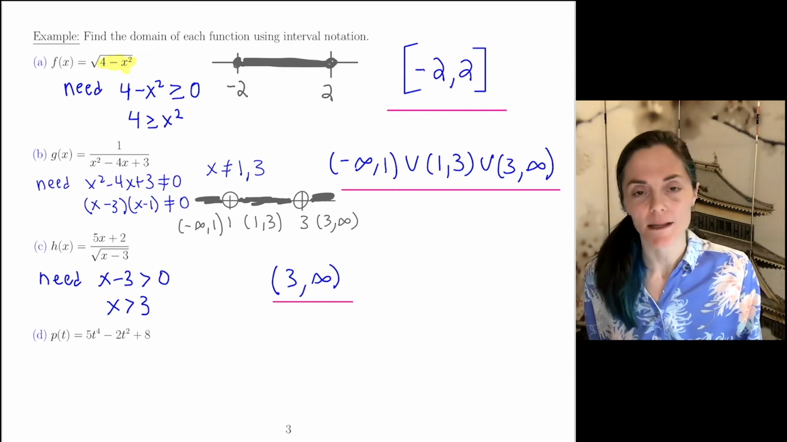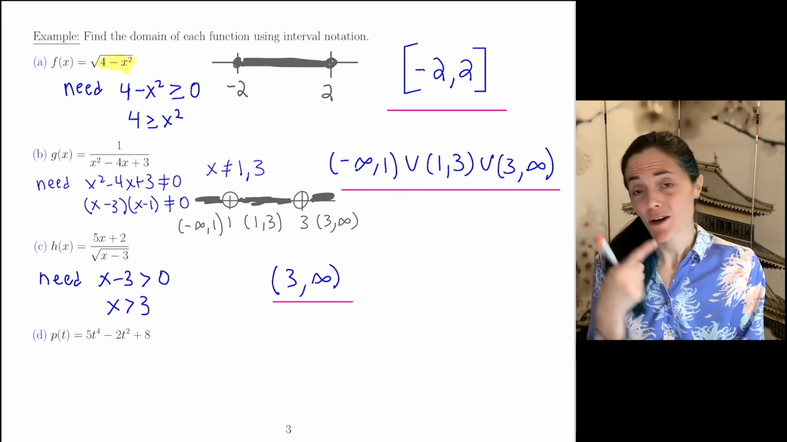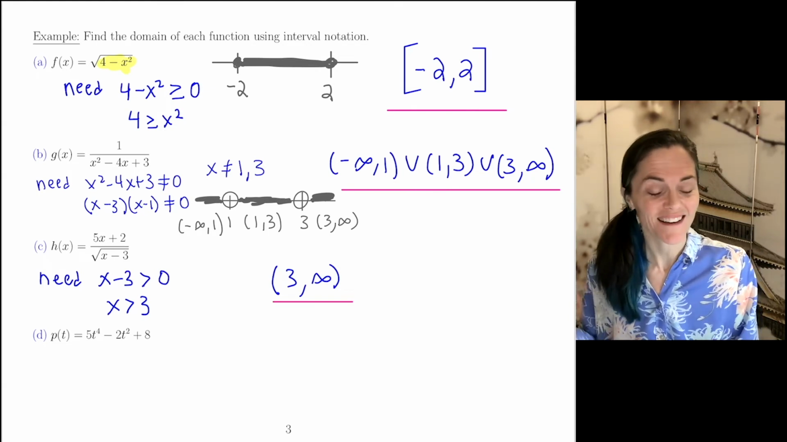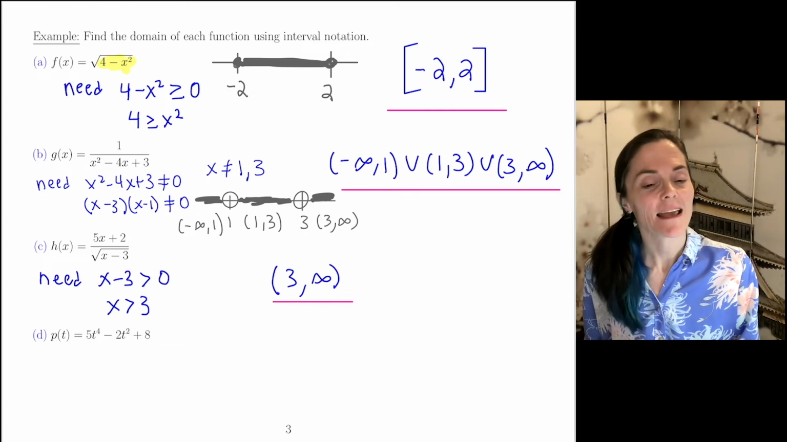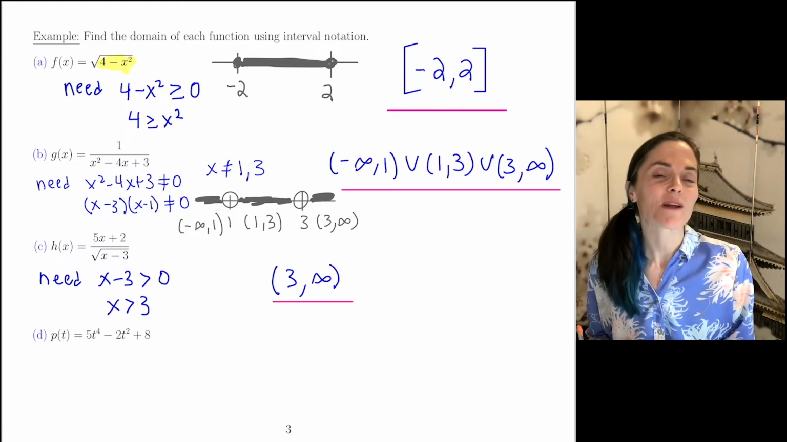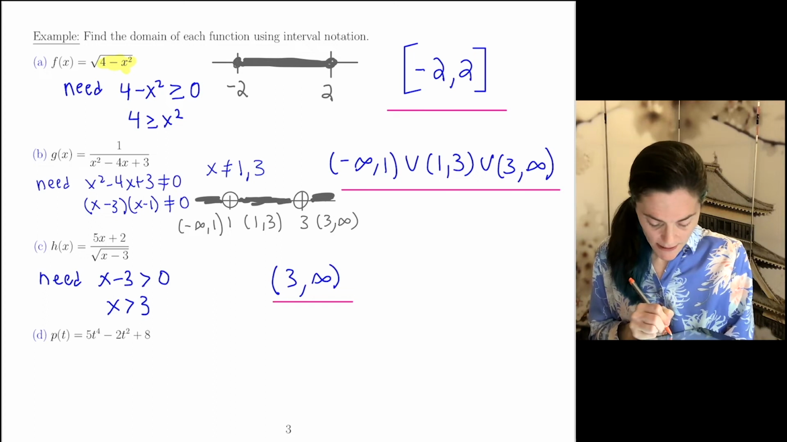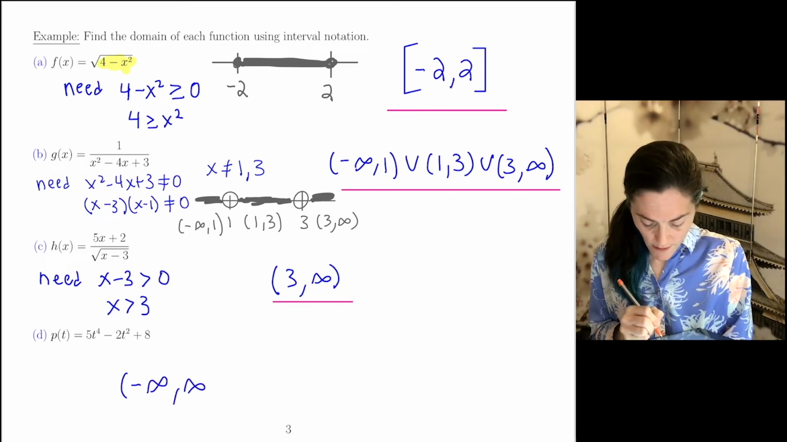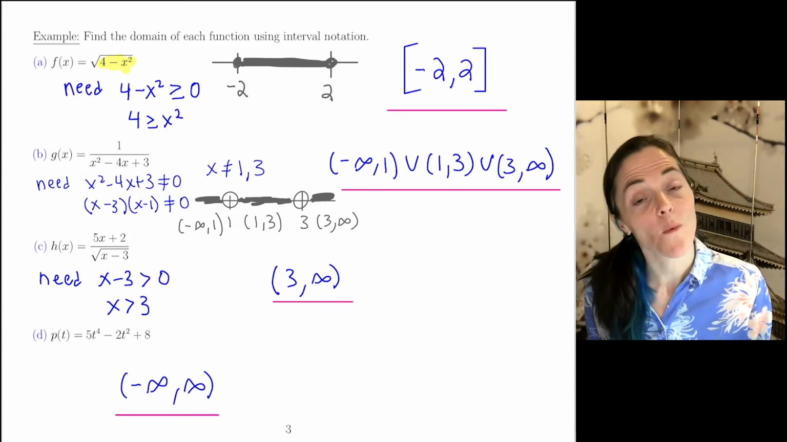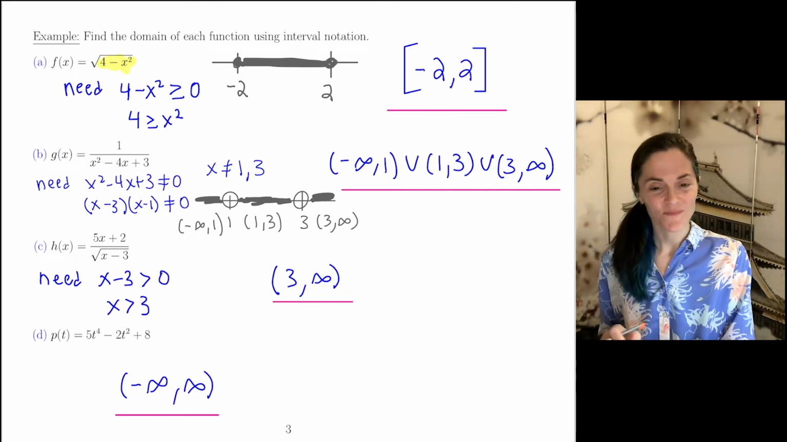Now the final one, p of t. Okay, is there a square root or an even root? Are we dividing? The answer is no, not in either one of those. And here the domain is all real numbers. In fact, p of t is a polynomial, and all polynomials have domain all real numbers. So here we just write that as minus infinity to infinity. This is all real numbers as our domain. And so these are some wonderful examples practicing domain and interval notation.